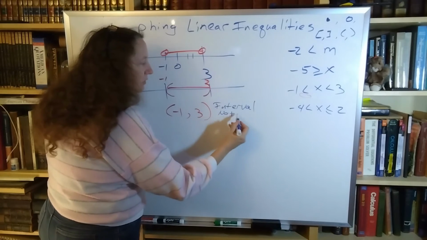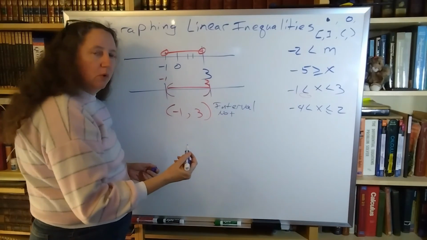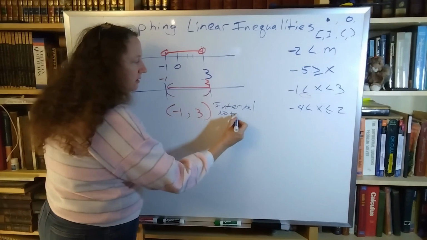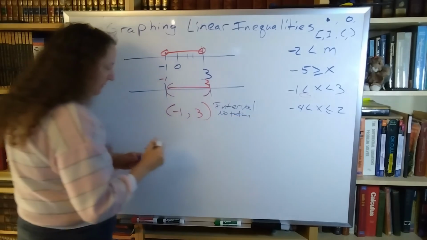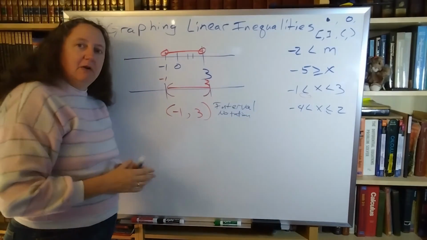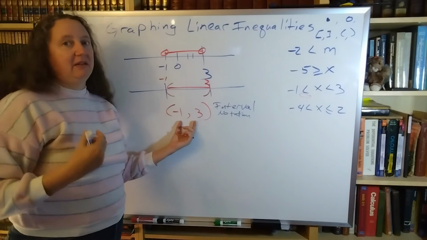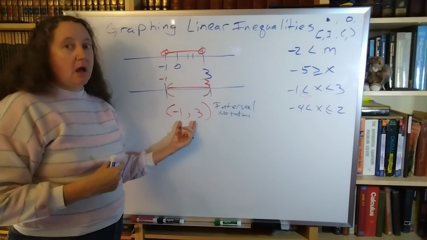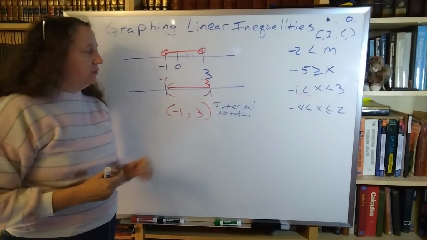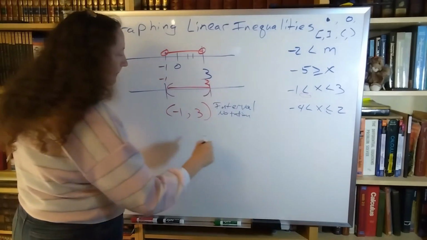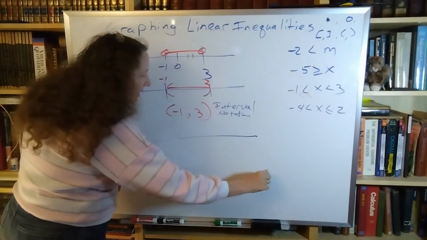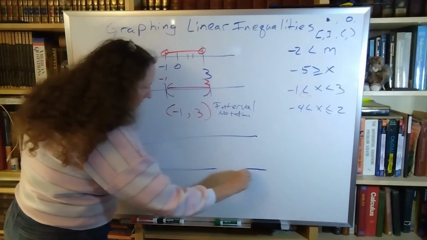Notice that the interval notation looks a lot like an ordered pair. You have to be careful of understanding, even though this looks exactly the same as an ordered pair, this is not an ordered pair. This is interval notation. Going to my last problem here.